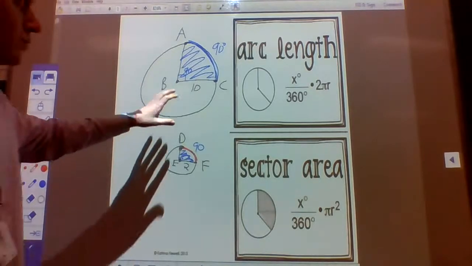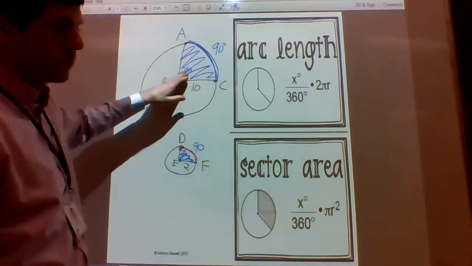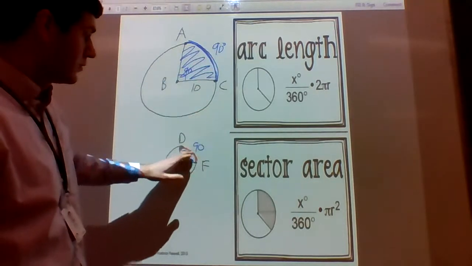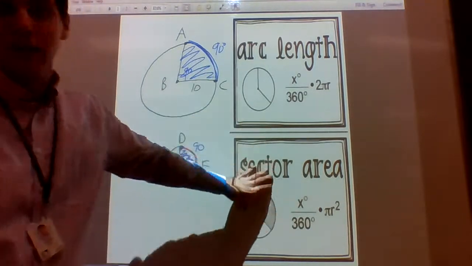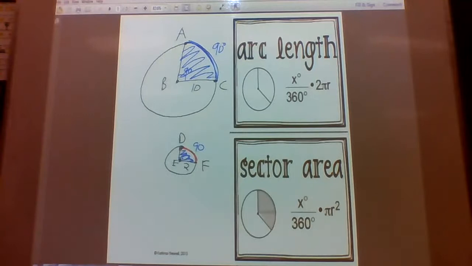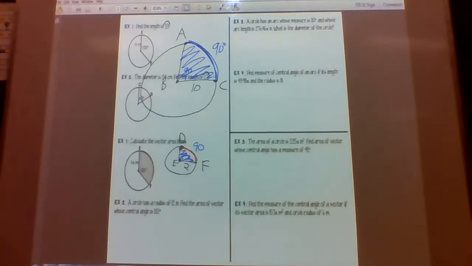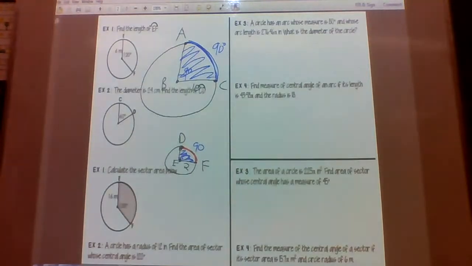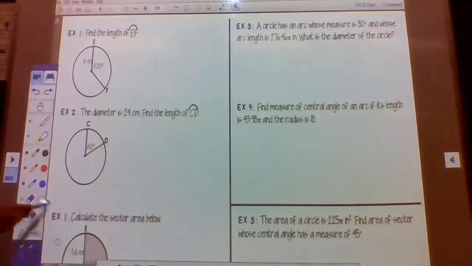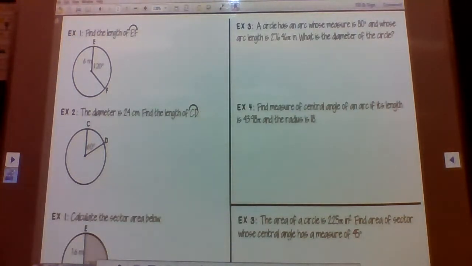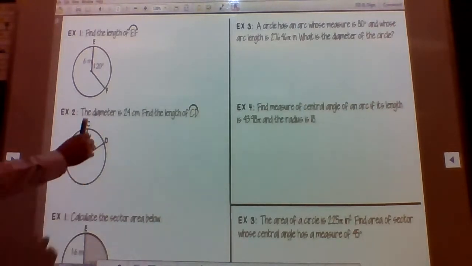So again, we've talked about arc measure. Now we're going to talk about the actual length of the arcs. So let's look at examples 1, 2, 3, and 4 here on arc length, and then the next 4 are on the sector area. We want to find the length of EF, not the measure of EF.